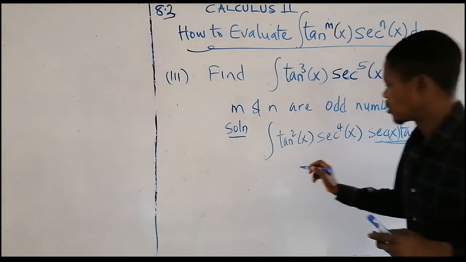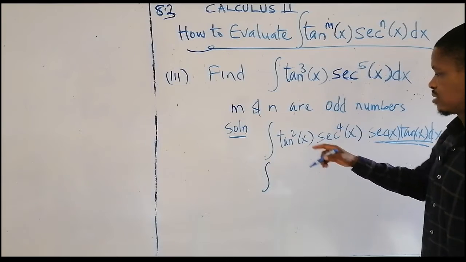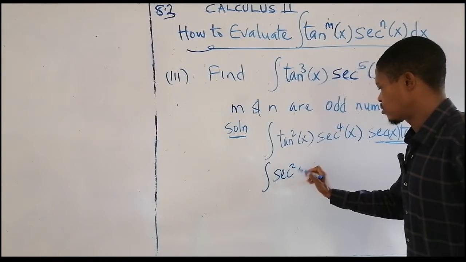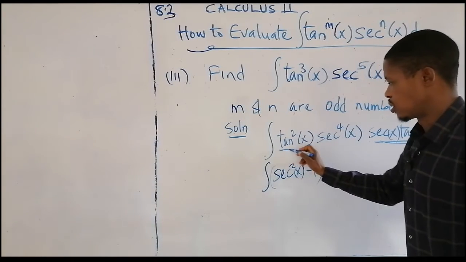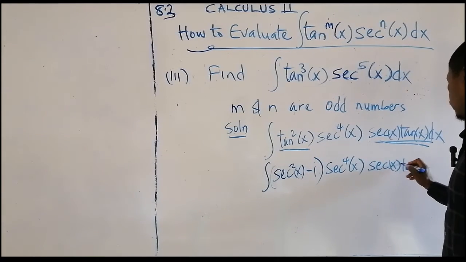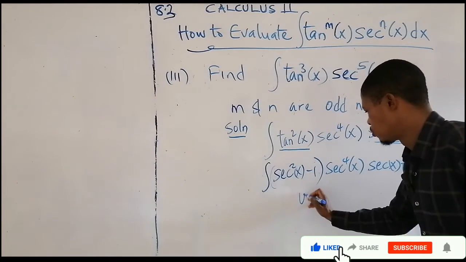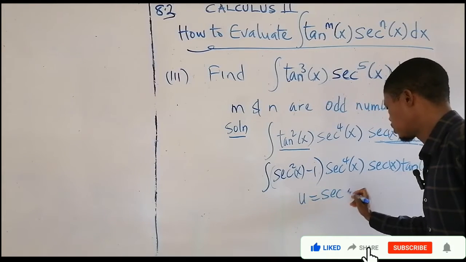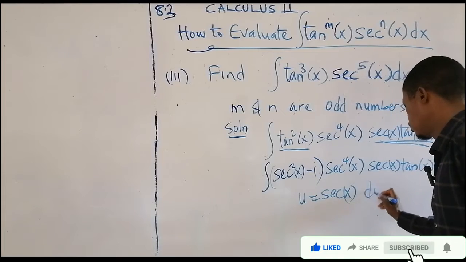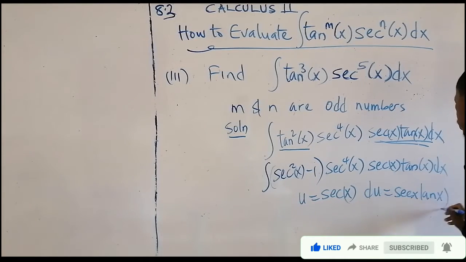Then the next thing to do is to use our identity: 1 plus tan squared x is sec squared x. So that will be sec squared x minus 1 for this one, times sec x tan x dx. Let u be equal to sec x, so du is equal to sec x tan x dx.